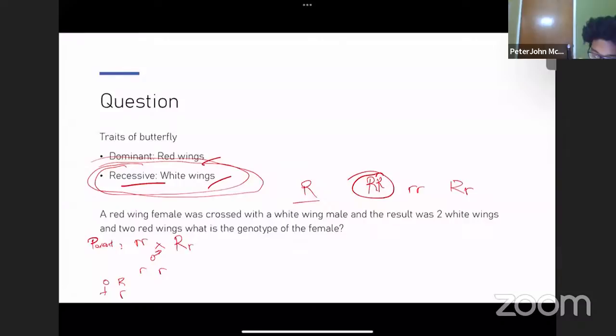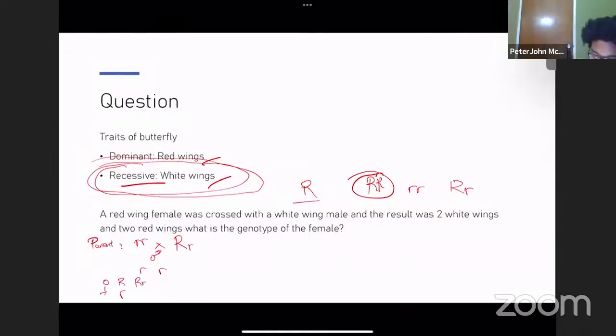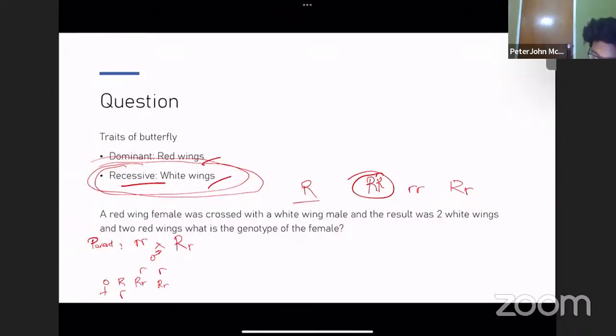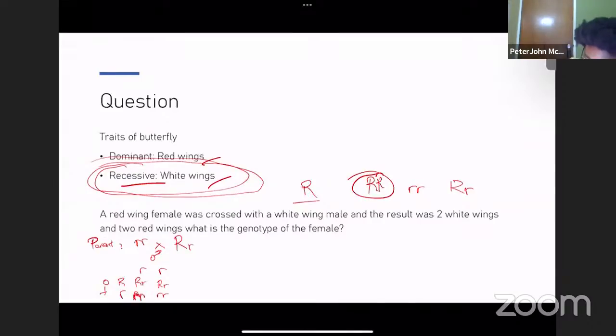What do we get in the first slot? Big R, small r. Second slot, big R, small r. Next slot, small r, small r. Next slot, small r, small r again. Something feels weird here. Shouldn't the third one be two small r's? Yeah, that's what was weird.